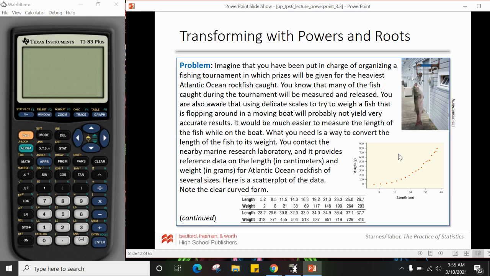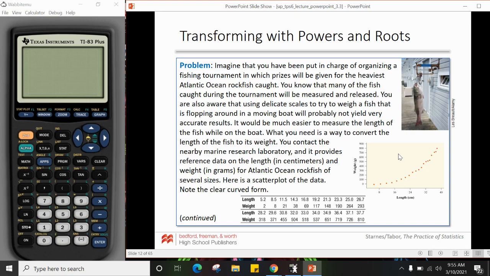So I have this problem. Imagine that you have been put in charge of organizing a fishing tournament in which prizes will be given for the heaviest Atlantic Ocean rockfish caught. You know that many of the fish caught during the tournament will be measured and released. You are also aware that using delicate scales to try and weigh a fish that is flopping around in a moving boat will probably not yield very accurate results.